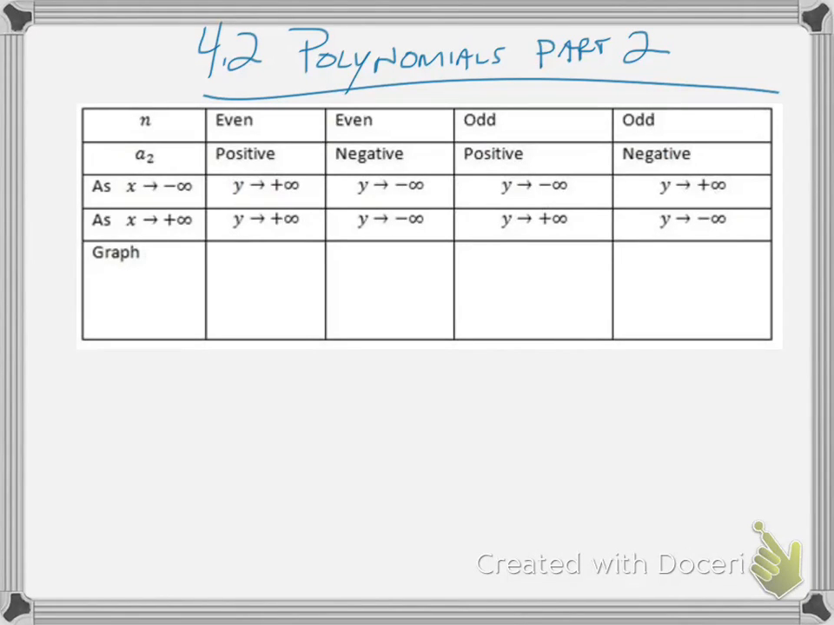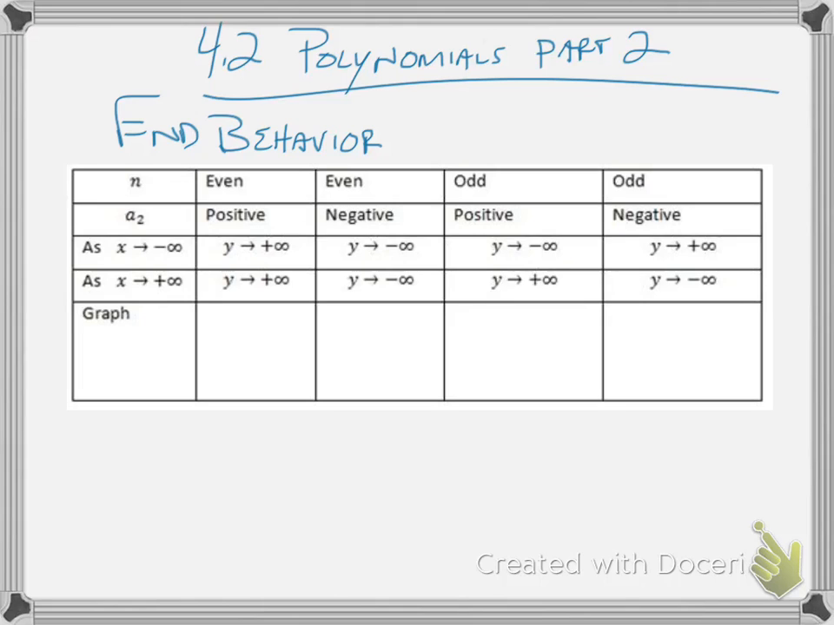Okay, so we're going to first start with the chart of the end behavior. And we're going to be using these terms: as x approaches negative infinity, what's y going to be doing? Y is going to be approaching either positive infinity or negative infinity. So when you have the n, that is your degree, and this should be a sub n, and the a sub n is your leading coefficient.